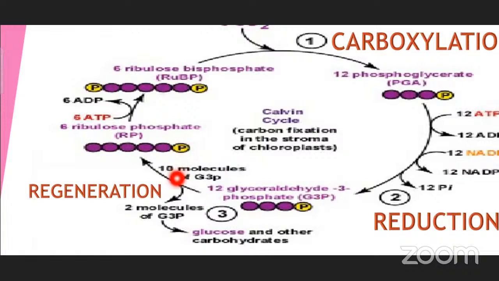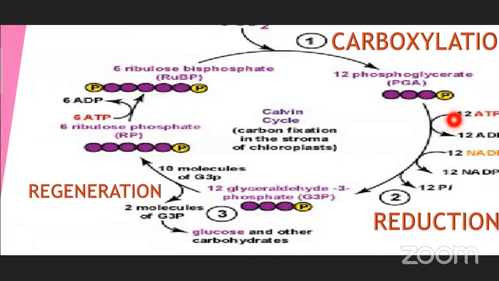But you know that 10 phosphates are there here. 10 molecules of G3P means 10 phosphates will be there, but only 6 molecules of ribulose phosphate are formed. The remaining 4 phosphates will be released. It is not mentioned here, but it is given off. Those ribulose phosphates want to become bisphosphate. Bisphosphate means they want 2 phosphates. So they will be combining with 6 ATP. So 6 ATP will be added here so that it can become bisphosphate.